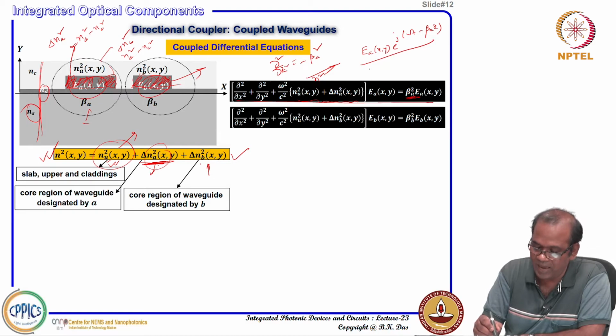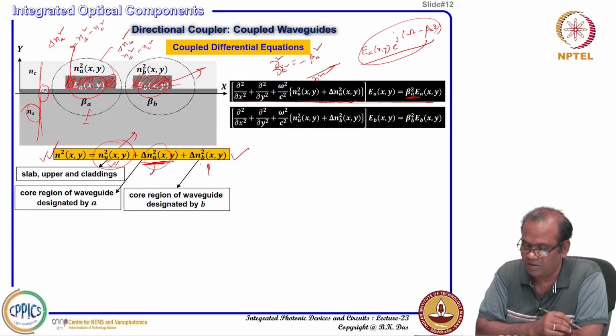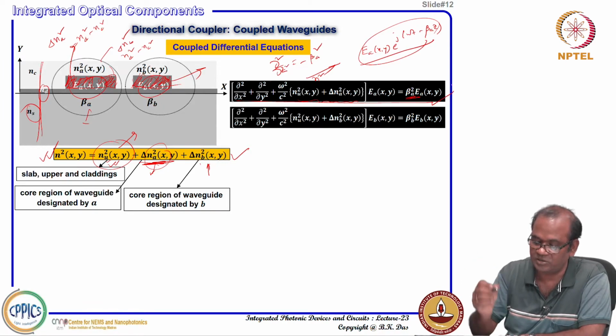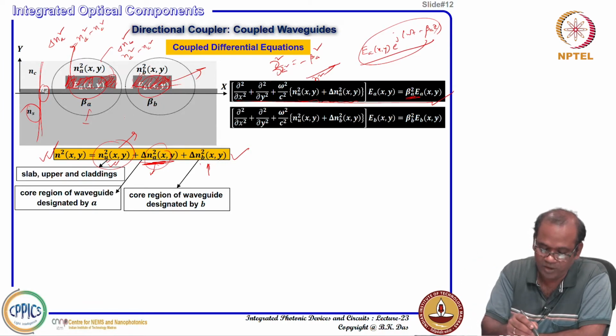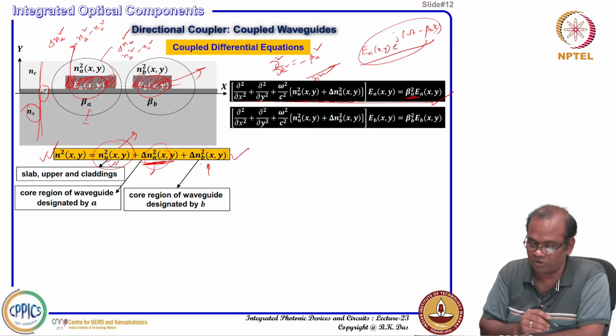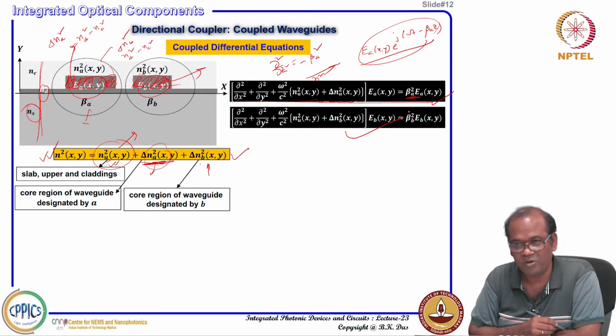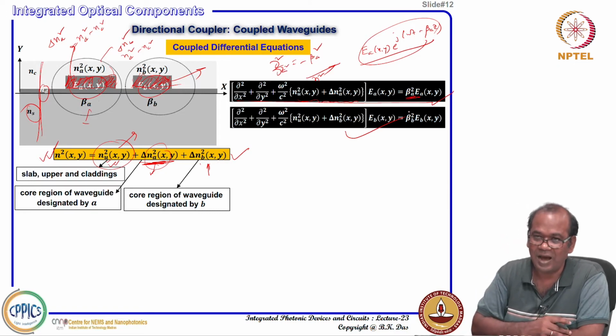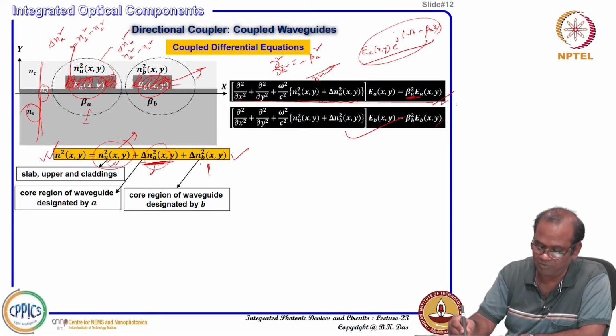For waveguide A, if only this mode is present and waveguide B is absent, then this is the differential equation you need to solve. And when waveguide A is not there and only waveguide B is there, we have to solve this identical equation for waveguide B. That is when they are uncoupled. As far as they are uncoupled, you can use that one. But I want to see them coupled, and this is the type of refractive index I define.